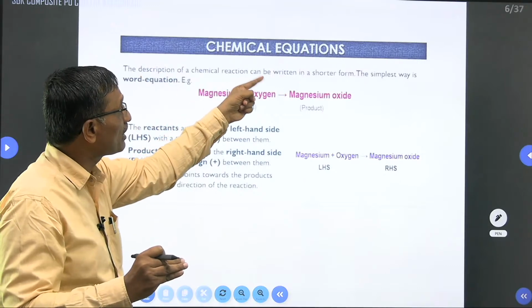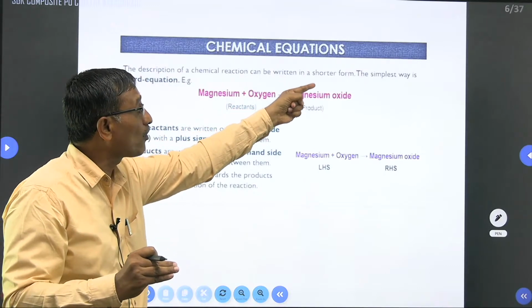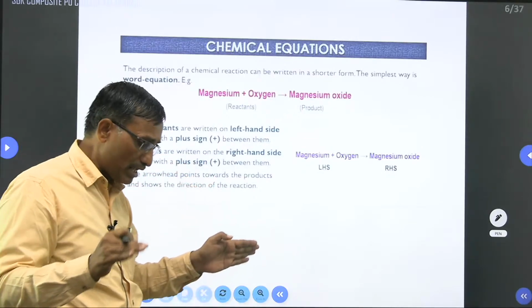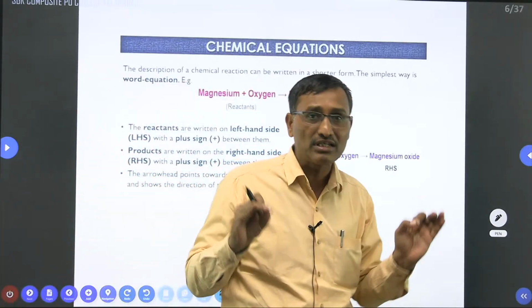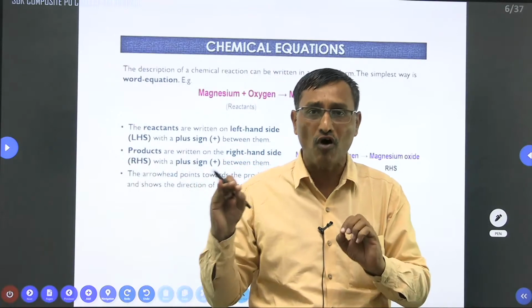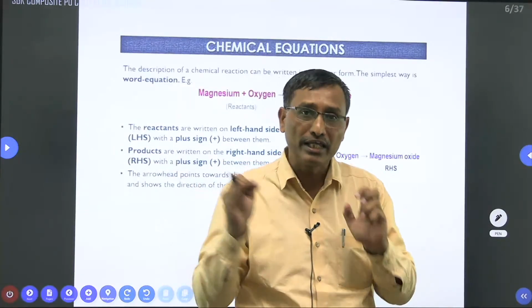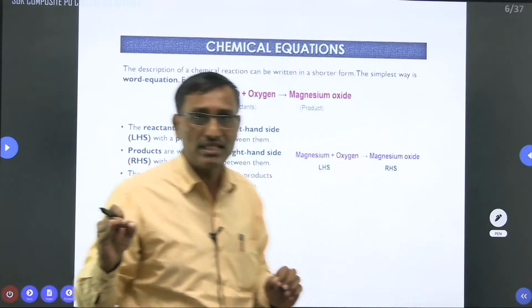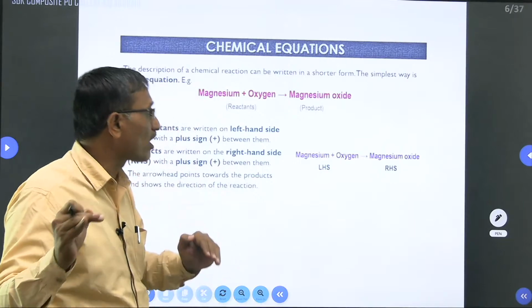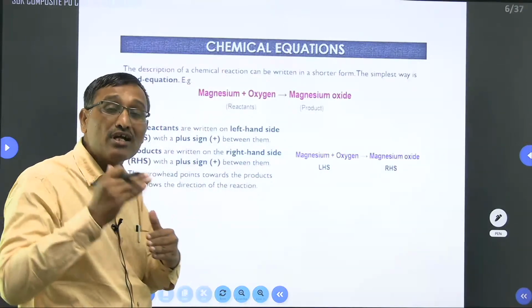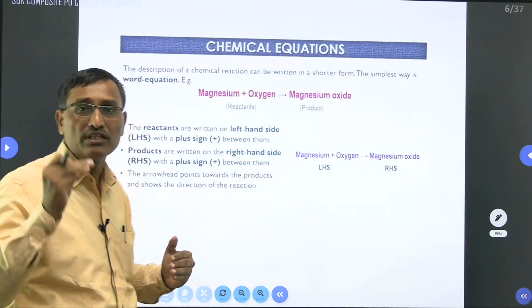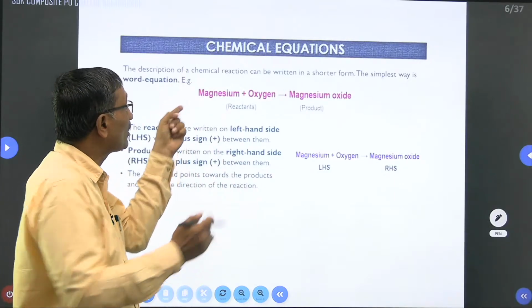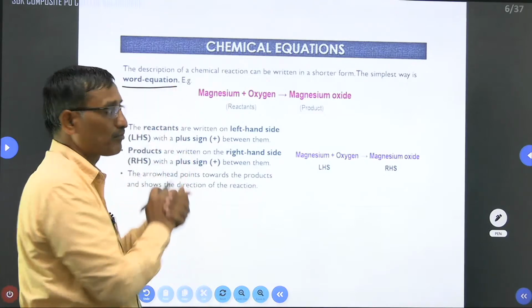The description of a chemical reaction can be written in a shorter form. It means that the first verbal statement, when a piece of magnesium metal is heated in the presence of oxygen of air, it gives magnesium oxide, a white powdered form of magnesium oxide, but it is time consuming. Which one? The verbal statement. So this verbal statement is converted into word equation form.